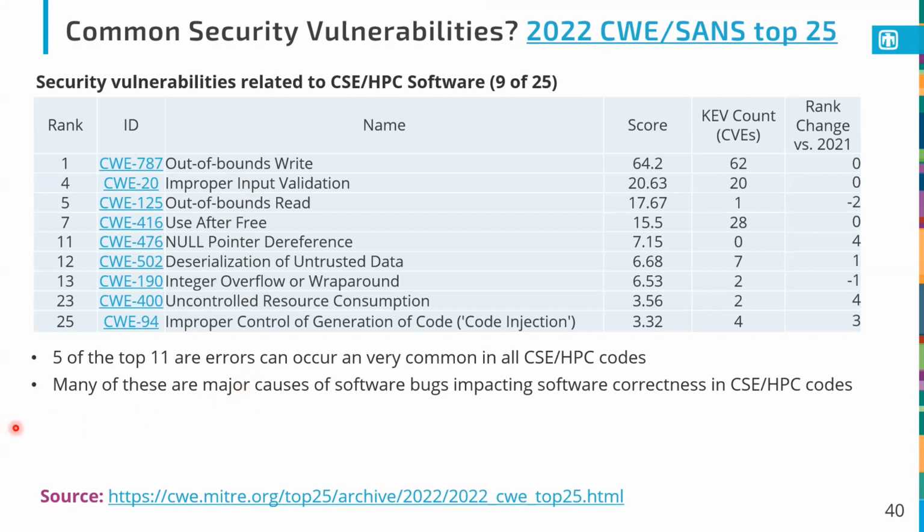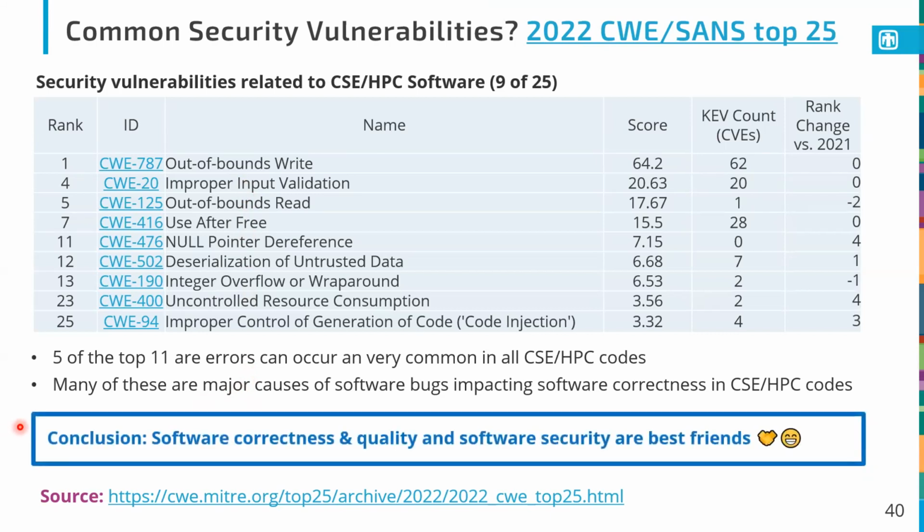So one thing that I've come to realize is that you can draw the conclusion that software correctness and quality and software security are really best friends. If you're focusing on your core software, even if it's not security critical software, and you focus on the things that affect software correctness, like these top 5 right here, you're also making your software a lot more secure. All of us want software that we can trust and rely on, even if we're not primarily concerned about software security.